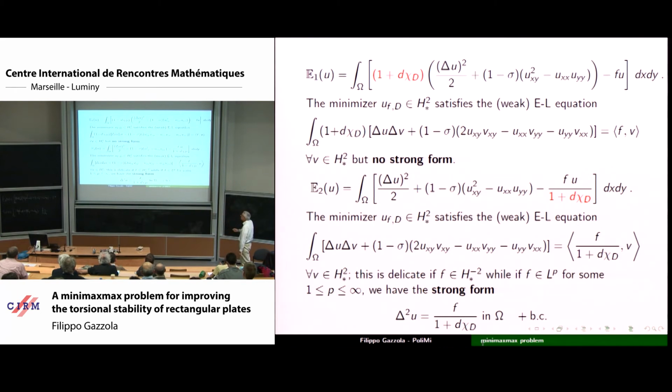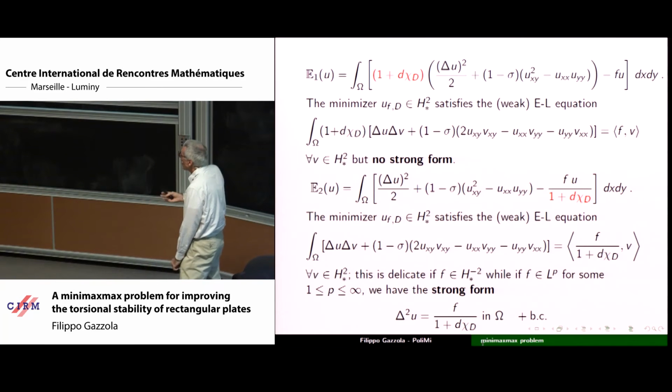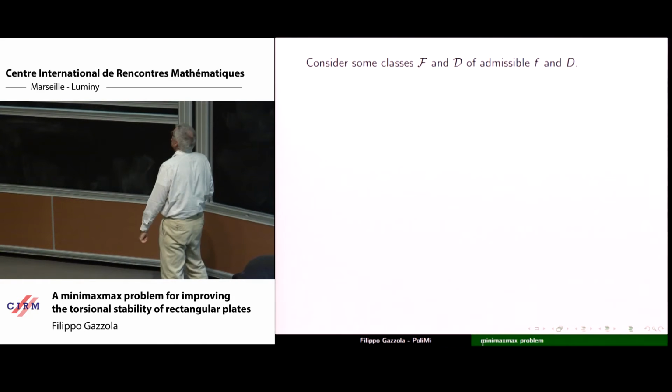However, if f is more regular, and more regular means L1, L1 is enough, if it is in L1, you immediately have a strong form in the second case, and then you have to solve this strong elliptic equation. Okay? So both problems make sense, and we could find some results for each one of these problems.